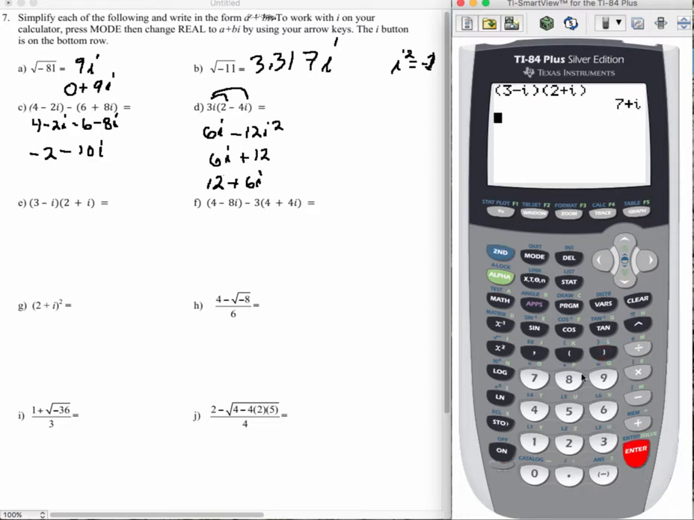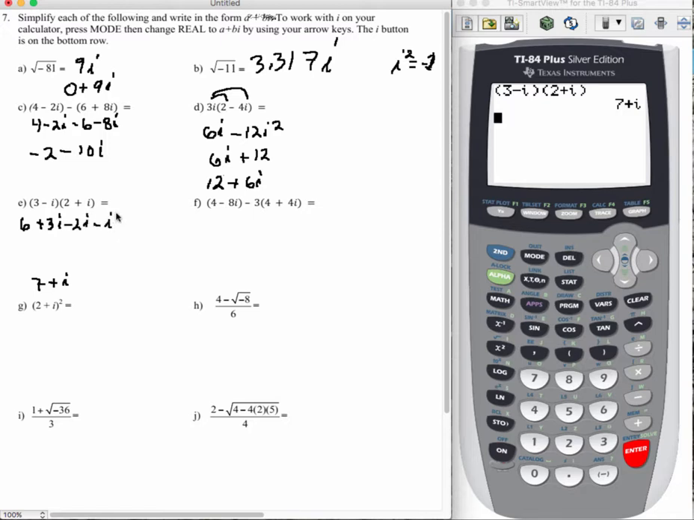And we do that, and we end up with 7 plus i. Okay, so just to show you how it actually did that, for the sake of completeness, we're going to use FOIL. We pretend that this is a product of 2 binomials. So we're going to end up with a 6, and then plus 3i minus 2i minus i squared. Well, we know that i squared is equal to -1, so this is 6 plus i, collecting up my like terms in between the 3i and the minus 2i, plus 1, which is 7 plus i.